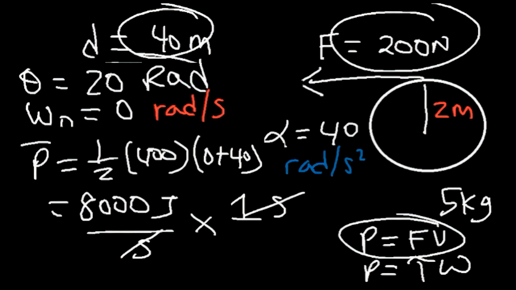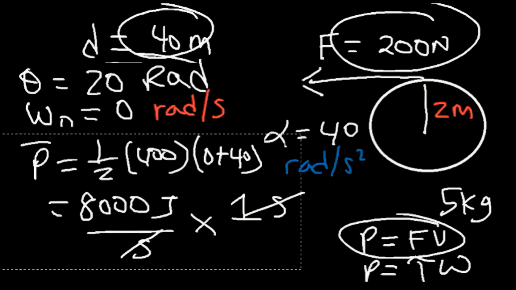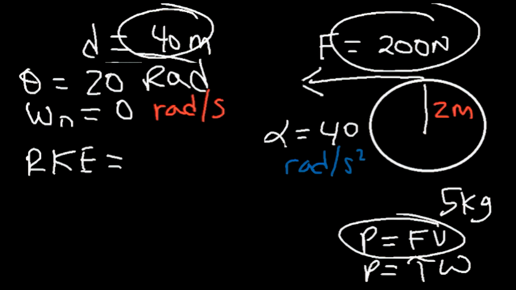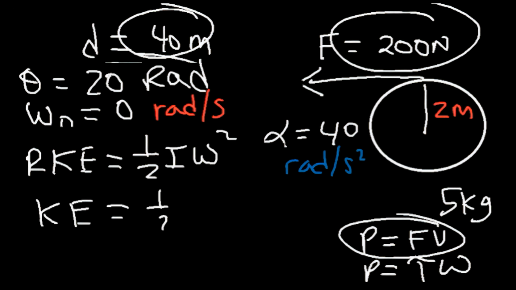The third way to calculate it is to calculate the rotational kinetic energy. The rotational kinetic energy of an object spinning is 1/2 times the inertia times the angular speed squared. It's very similar to the kinetic energy equation, which is 1/2 times the mass times the speed squared. So as you can see, inertia is the rotational equivalent of mass, and angular velocity is the rotational equivalent of velocity. So let's use this equation to calculate the rotational kinetic energy.